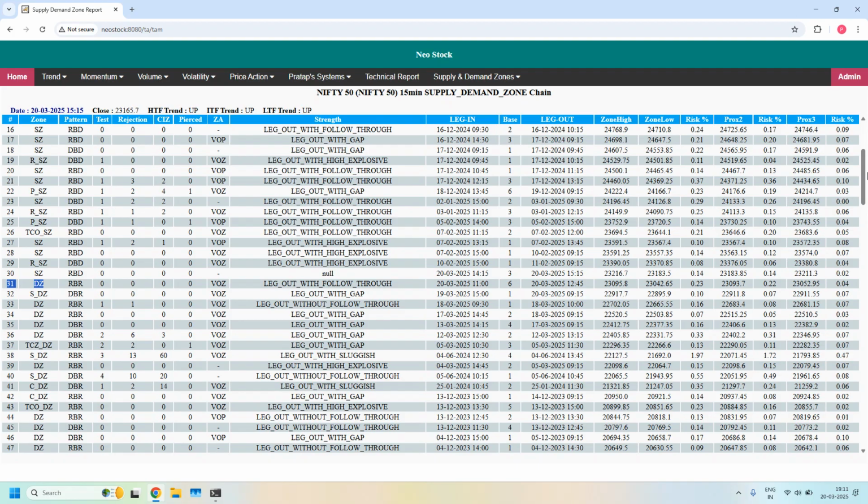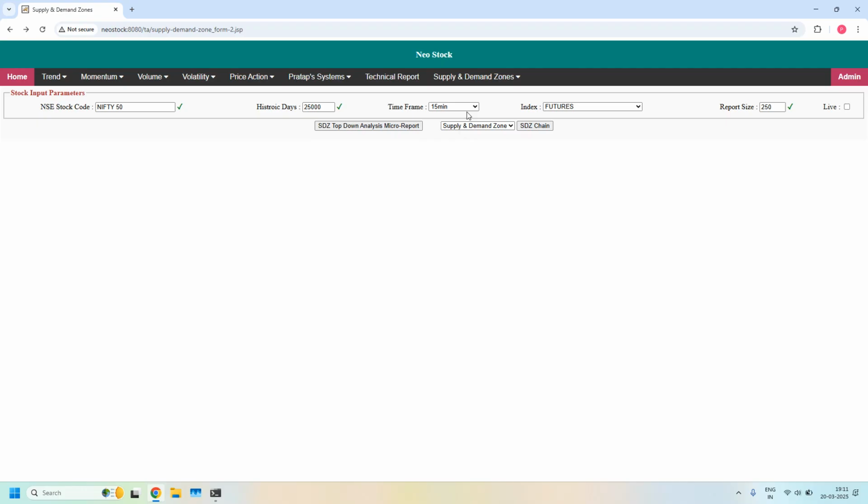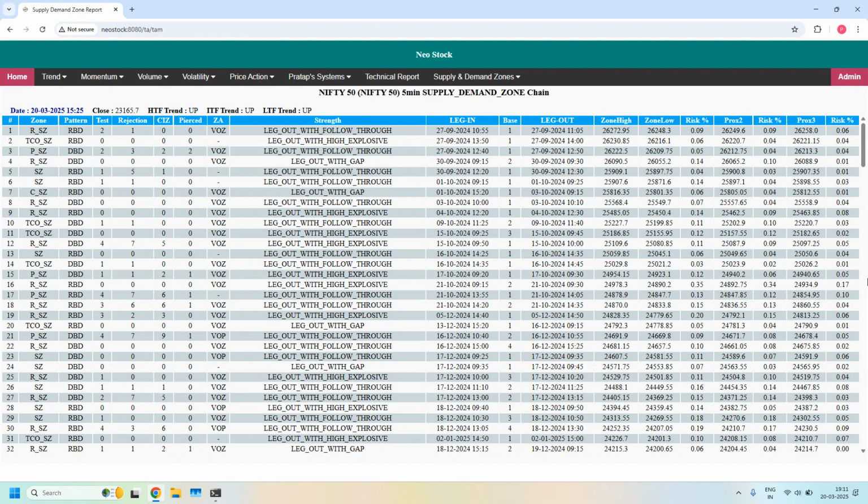This is the 15-minute supply demand zone chain. Next, the 5-minute supply demand zone chain for NIFTY. This is the 5-minute supply demand zone chain, and all these are supply zones. I'm scrolling the list down.